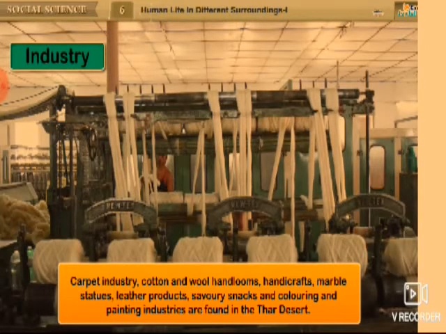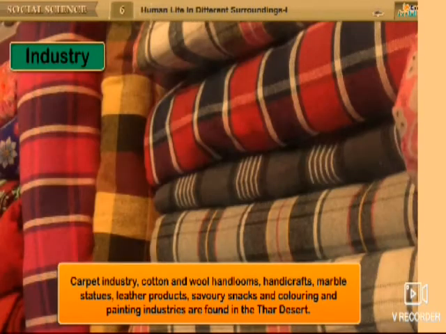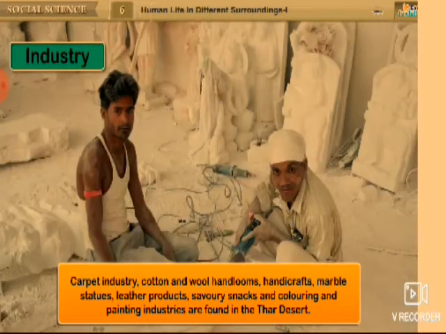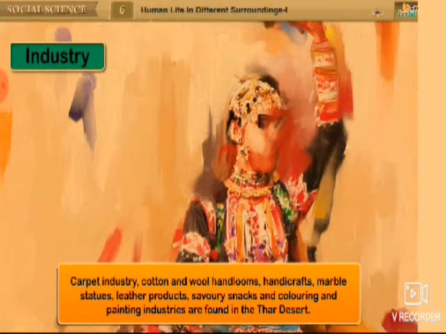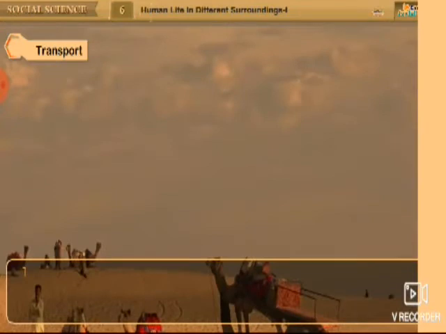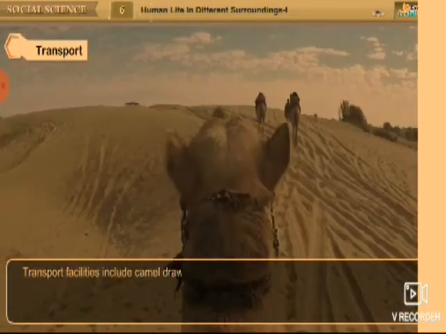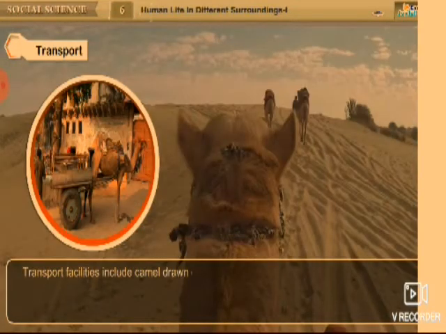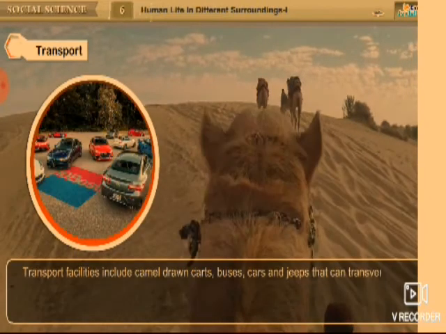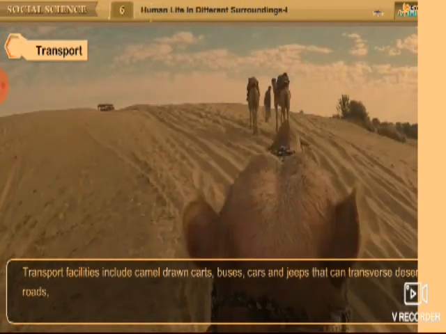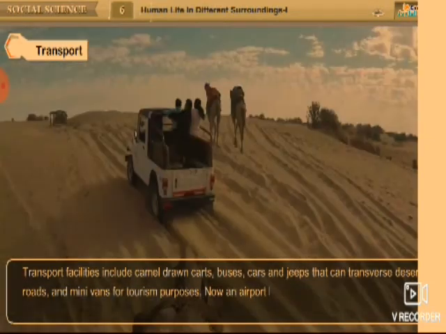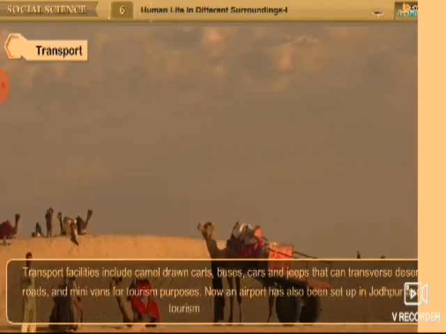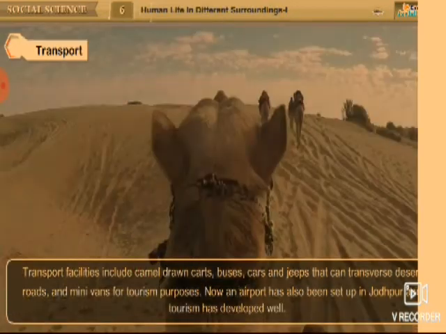Industry. Carpet industry, cotton and wool handlooms, handicrafts, marble statues, leather products, savory snacks and coloring and painting industries are found in the Thar Desert. Transport. Transport facilities include camel-drawn carts, buses, cars and jeeps that can traverse desert roads, and minivans for tourism purposes. Now an airport has also been set up in Jodhpur and tourism has developed well.